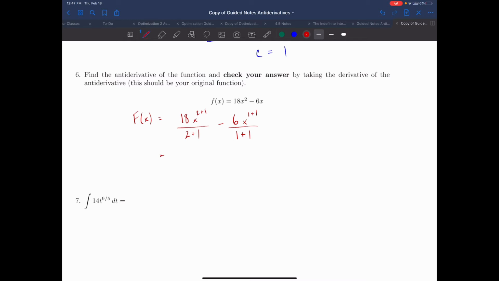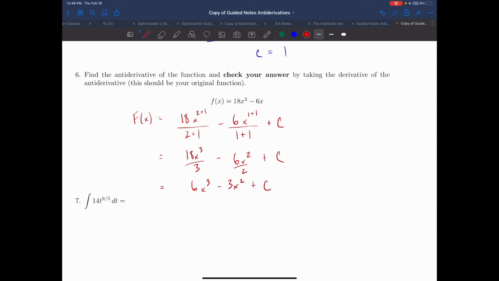So we would get 18x to the third divided by 3, minus 6x squared over 2. And so the simplified antiderivative would be 6x cubed minus 3x squared. And so in that case, I forgot the c, so I have to add the c everywhere.